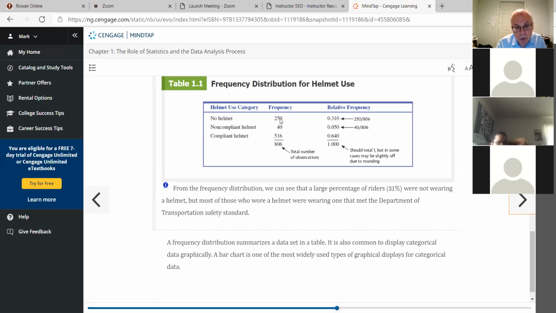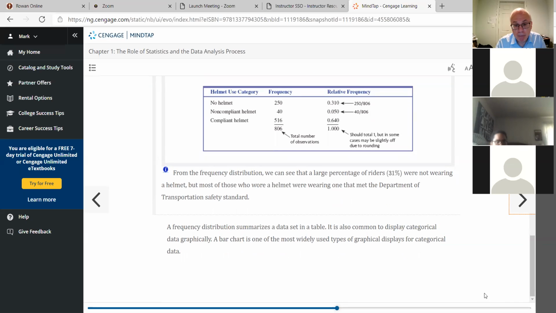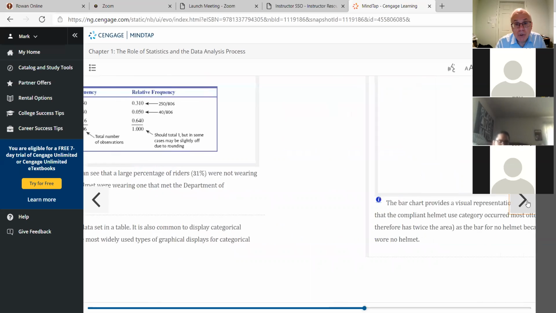You take a frequency, divide by the total number of observations to get these frequencies. Notice that the totals for the frequencies always add up to the total number of observations in the data set. The total of the relative frequencies always add up to 1. If it's 0.999 or 1.001, it's a rounding error. That's the only reason for that.